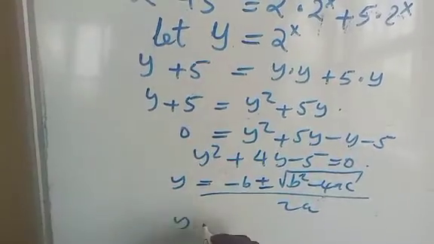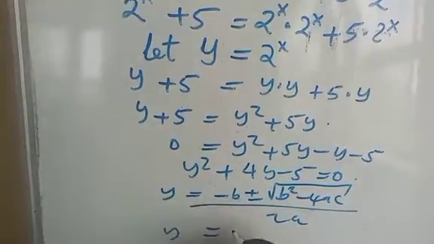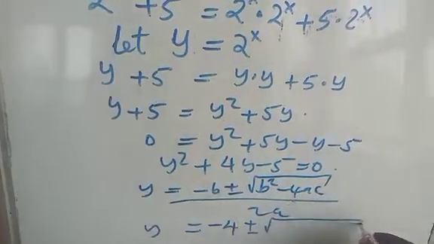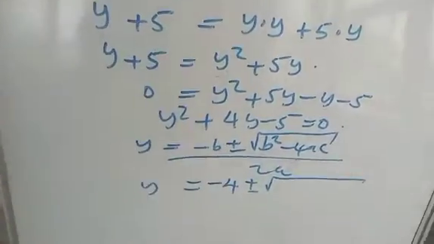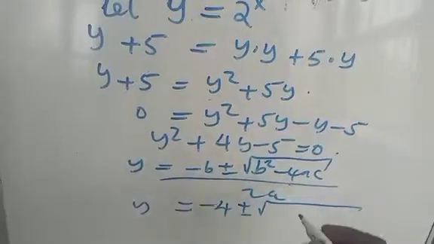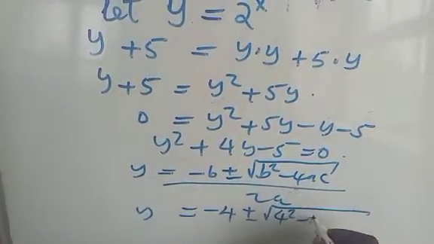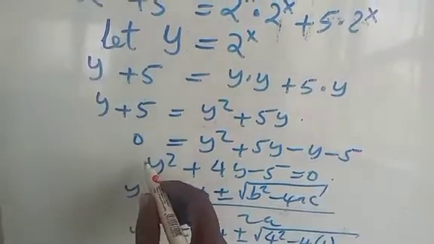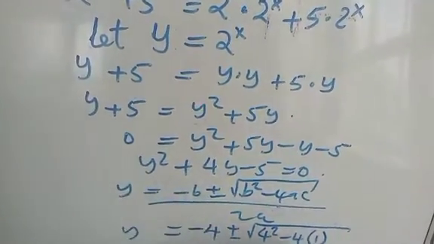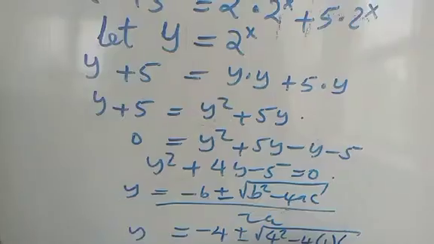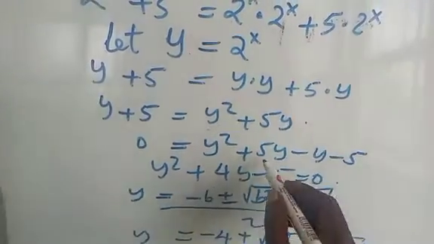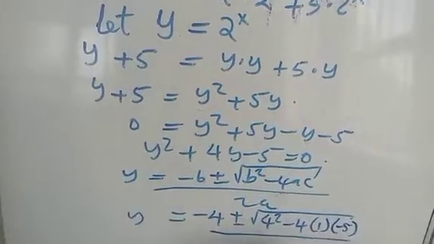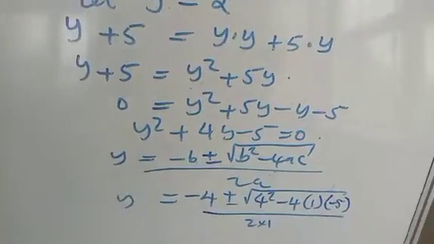So this one will be y. Negative b is 4, so it will be negative 4 plus or minus the square root of b squared, where b is 4. 4 squared minus 4 times a, where a is 1, the coefficient of y squared is 1, times c, which is negative 5. So we divide by 2 times a, which is 1.